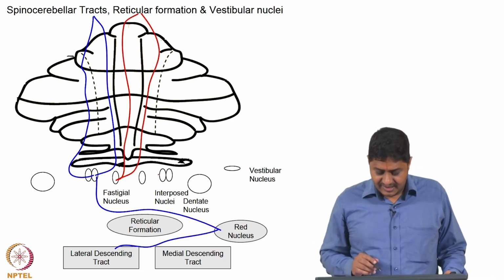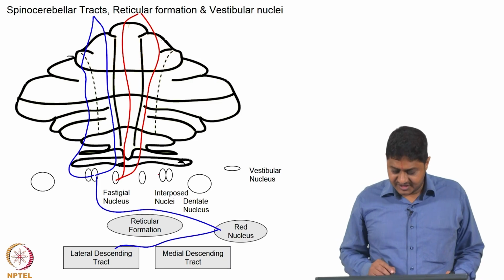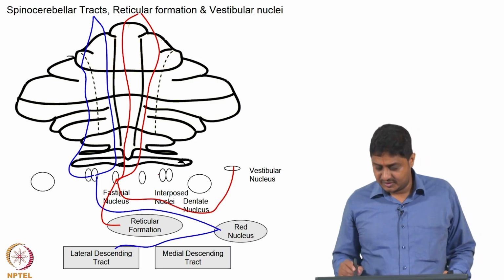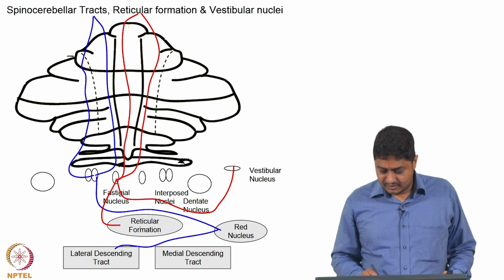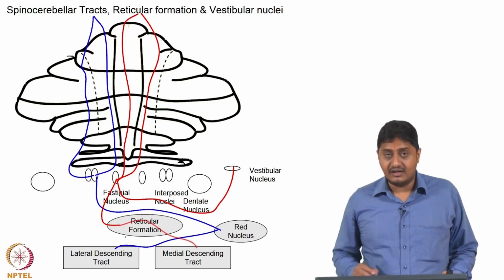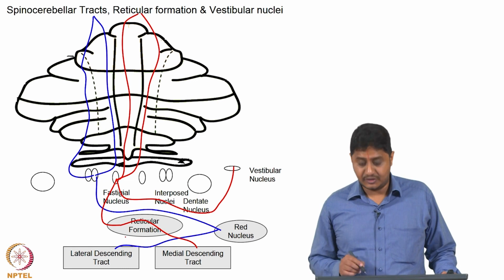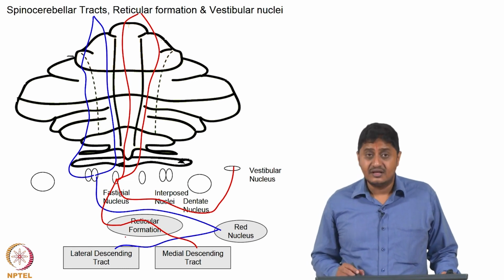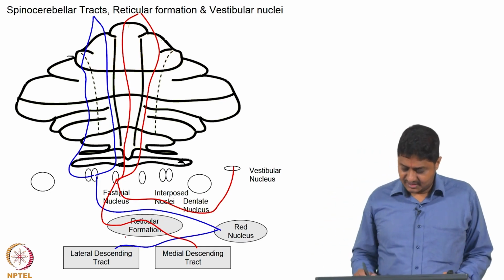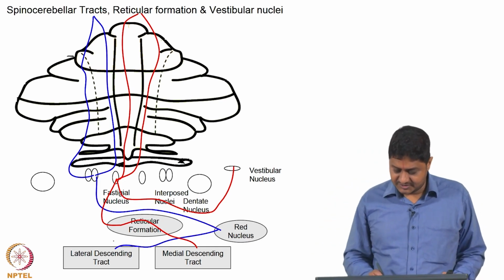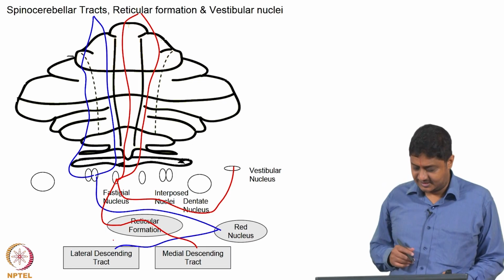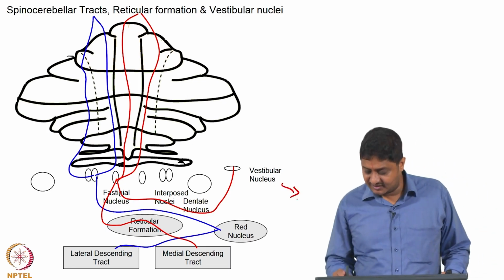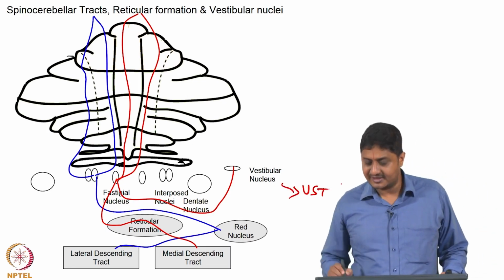So, within the vermal area, for example, there is projection to the fastigial nucleus and from the fastigial nucleus to the vestibular nuclei through the reticular formation, and from the reticular formation through the medial descending tract, also called a reticulospinal tract. This red nucleus pathway is also called the rubrospinal tract, and from the vestibular nucleus there is output that is called a vestibulospinal tract.